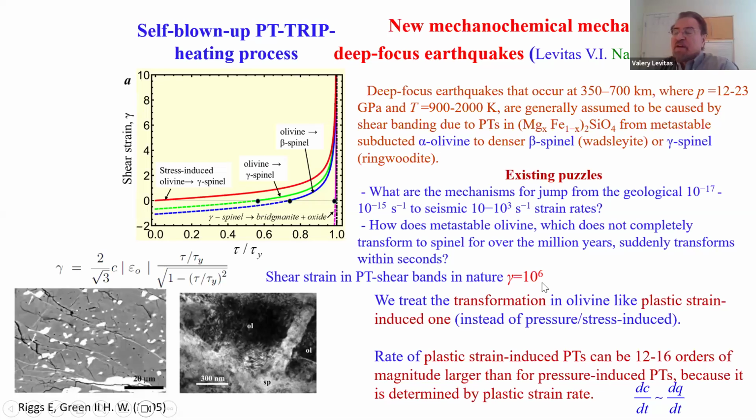Now, even more, phase transition causes large TRIP shear. TRIP shear is traditional dislocational plasticity. So in turn, it causes phase transition. Again, TRIP shear, again, phase transition, and so on. So we have positive mechanochemical feedback and self-blown up phase transformation TRIP heating process. We describe this process with simple equations, and this allowed us to resolve quantitatively these two and several other puzzles. Quantitatively, I mean to within order of magnitude.